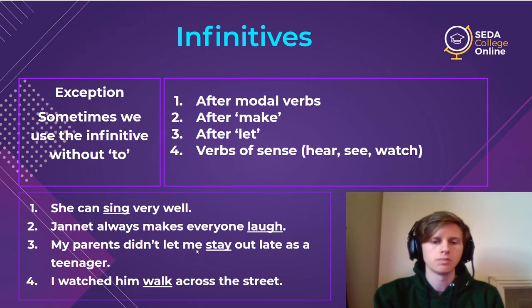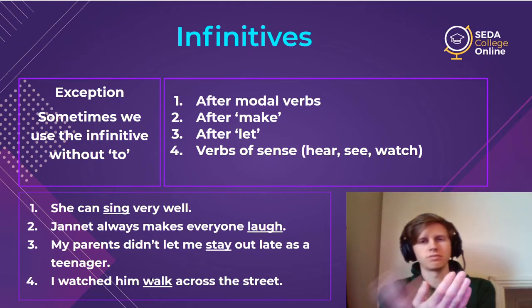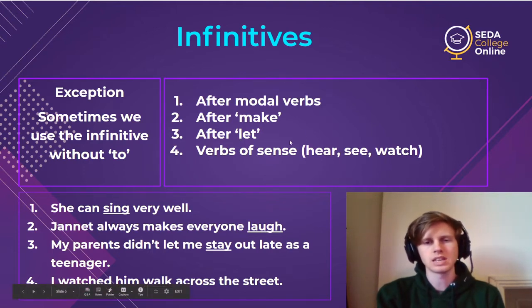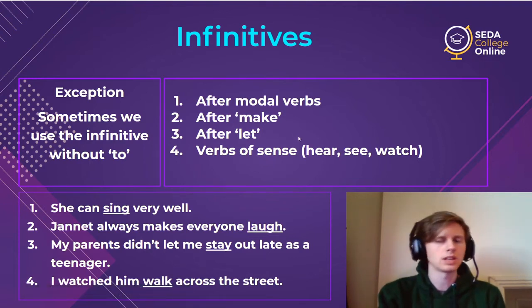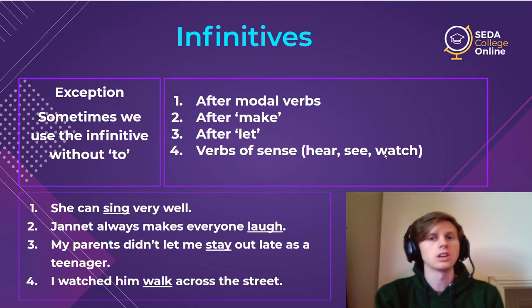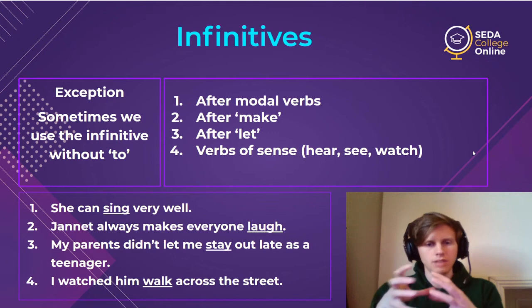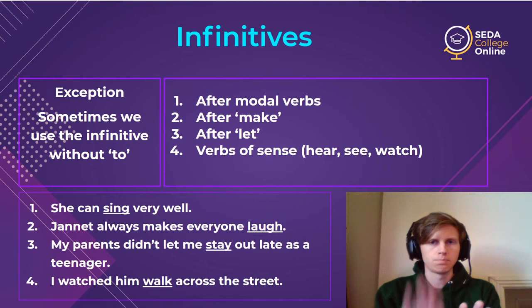Verb let, person me, verb stay. Or verb watched, person him, verb walk. So you always have that pattern of verb, person, verb. And in this pattern, this is where we have bare infinitives. That's kind of why these three are this way, because you make somebody do something, you let somebody do something, you hear something happen, you see something happen, you watch something happen. We'll always have that bare infinitive when we have this structure of verb, person, verb.